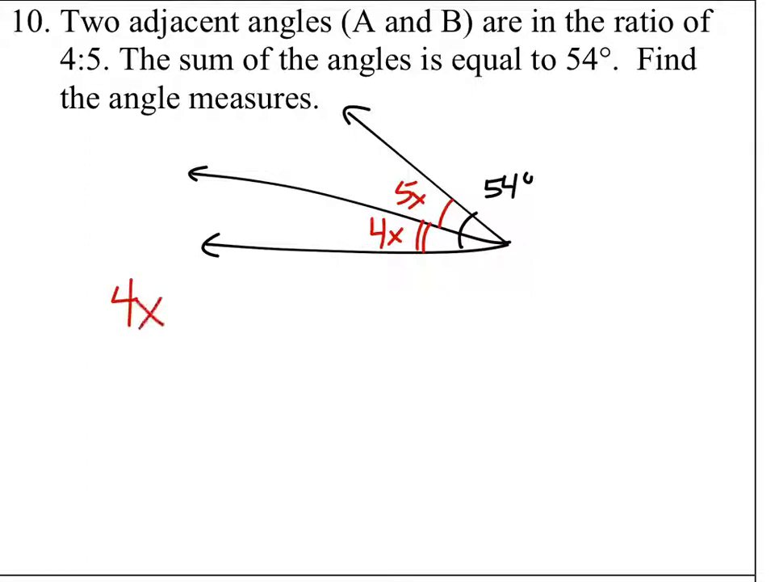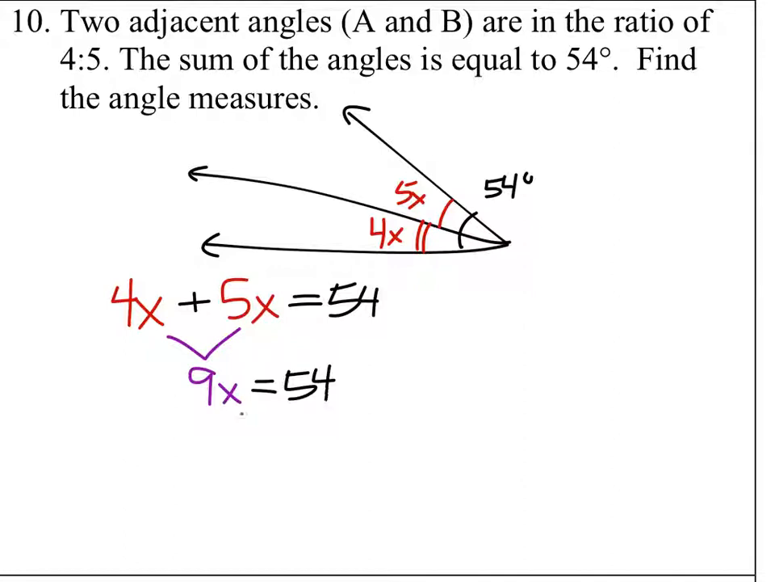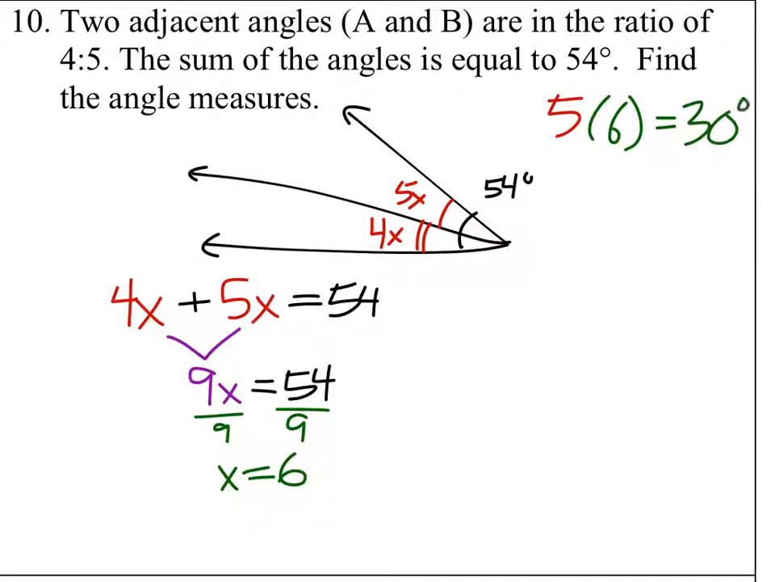So let's write this out. I've got 4x of something, then I've got 5x of something. If I add these two together, then I should get 54 degrees. So when I combine these two angles, I get 9x equals 54. Dividing both sides by 9, I find that x is 6. So the one angle, 5x, would be 5 times 6, and that would give me 30 degrees.